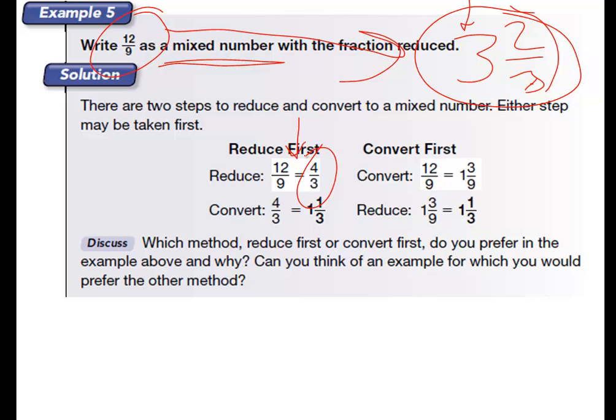And then how many times does 3 go into 4? It goes in 1 time, and if we take a 3 out of that 4, it leaves a 1 behind, so you end up with 1 1/3. That's one way you can do it.